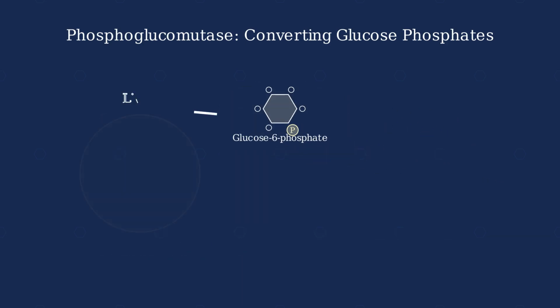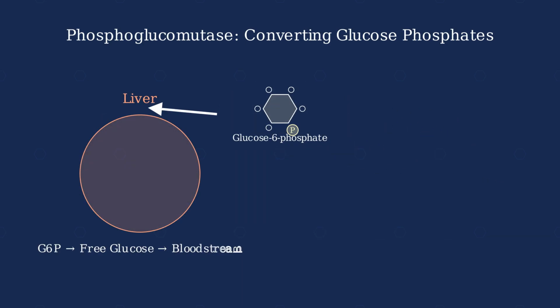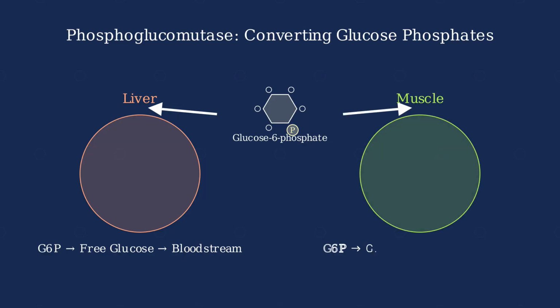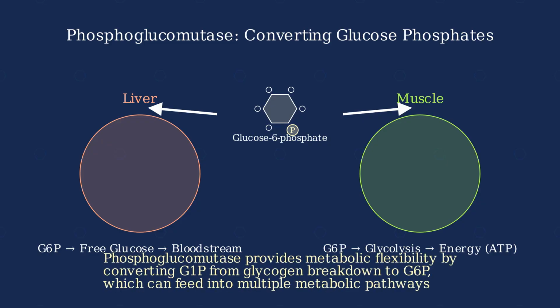In the liver, glucose 6-phosphate can be converted to free glucose by the enzyme glucose 6-phosphatase, allowing glucose to be released into the bloodstream to maintain blood glucose levels. In muscle tissue, which lacks glucose 6-phosphatase, glucose 6-phosphate enters glycolysis directly to produce energy in the form of ATP. In summary, phosphoglucomutase provides metabolic flexibility by converting glucose 1-phosphate from glycogen breakdown to glucose 6-phosphate, which can then feed into multiple metabolic pathways depending on the tissue and the body's needs.